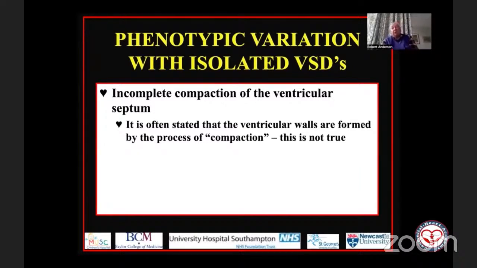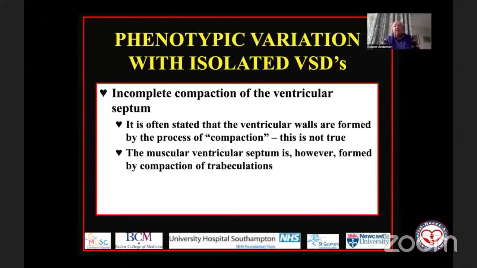Now, when we talk about compaction, it's often thought that the ventricular walls themselves grow by a process of compaction of pre-existing trabeculations. We now know this is not true. What is called non-compaction should be better described as being excessive trabeculation.